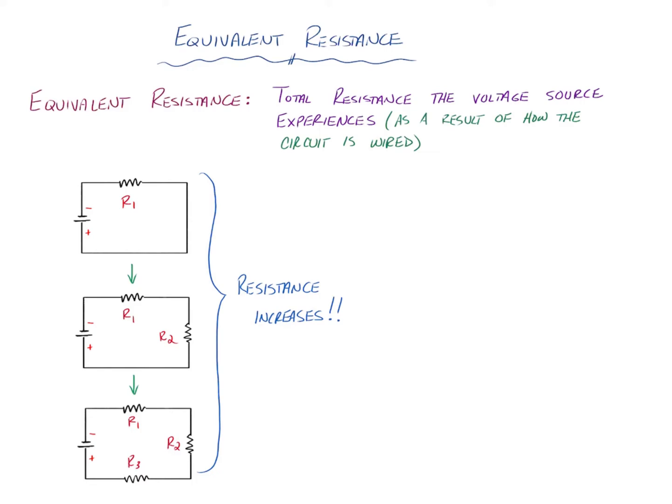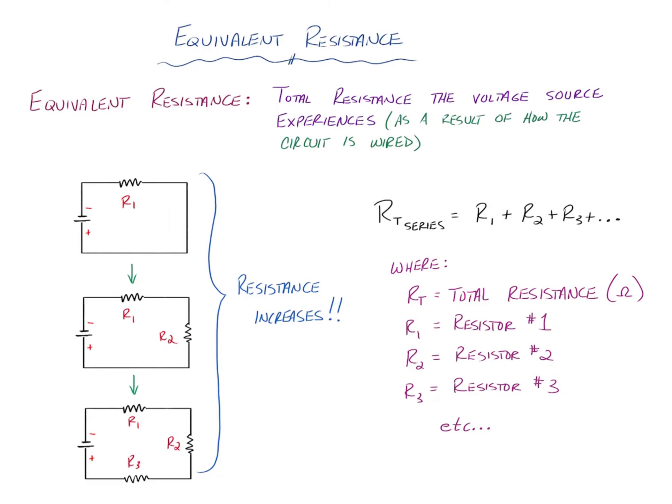We touched upon this in an earlier video when we talked about adding toll booth stations in series, one right after the other. The more and more resistors you add in series, because the electron has to go through every resistor, the resistance therefore increases. So if you'd like to find the total resistance or the equivalent resistance in series, it's very straightforward. You just add all your resistors together. R1 plus R2 plus R3 plus, if you have more, you add more as well. Where RT is the total or equivalent resistance in ohms, and R1, R2, R3, and so on are just the first, second, third resistor, and so on.